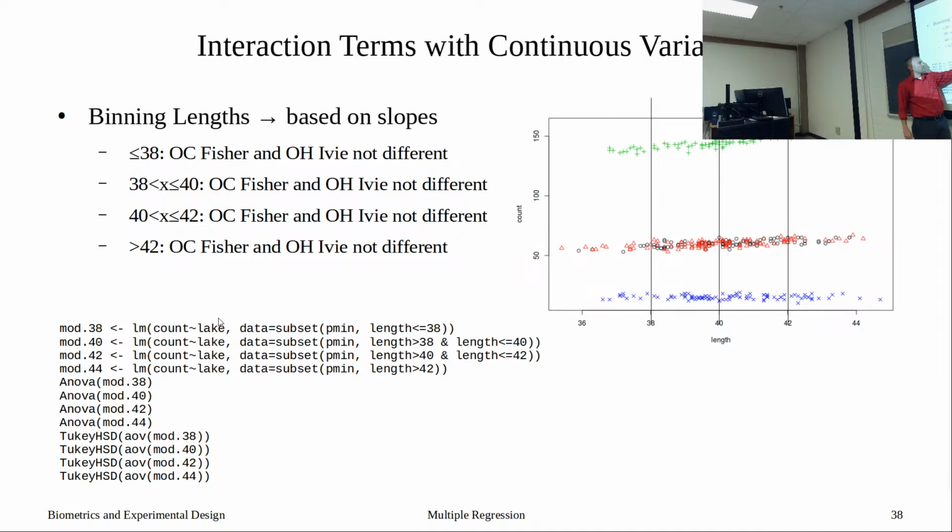So this is the script that I used to step out and make my own data set. We take subset of pmin, but now our selection is length less than or equal to 38. So the less than or equal sign says we're going to select out all of those rows where the length is less than or equal to 38. For the next one, we're going to go greater than 38 and less than 40. We did this with our subsets before, where we said we're going to select where lake equals Fisher, lake equals Buttes. We're just substituting our continuous variables and writing up these relational comparisons.